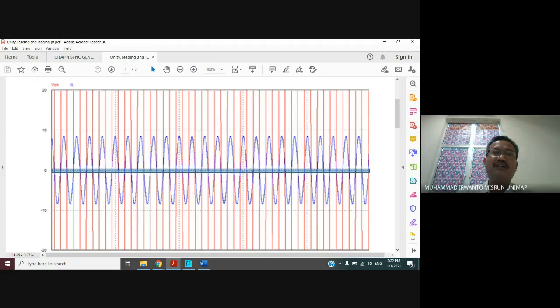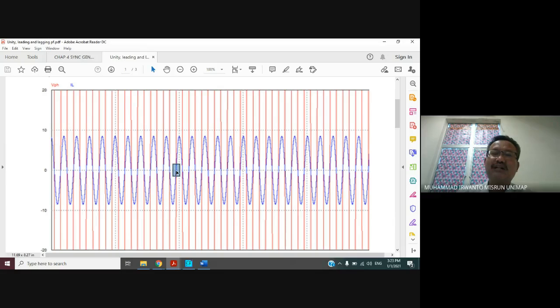Voltage and current. The red line here is voltage and the blue line is current. Okay, now we can see, for example, in here, if we look at this point, every point here, the voltage and the current appear at the same time, right?